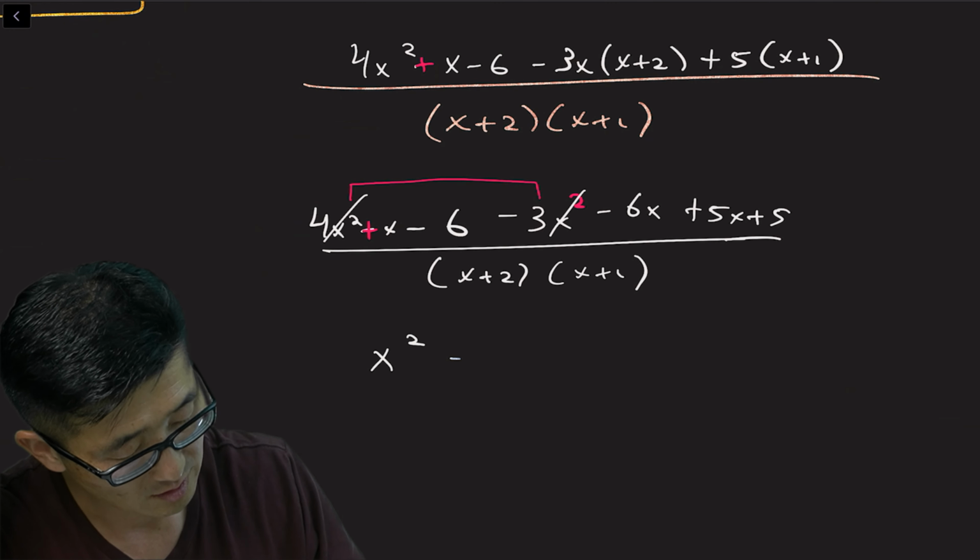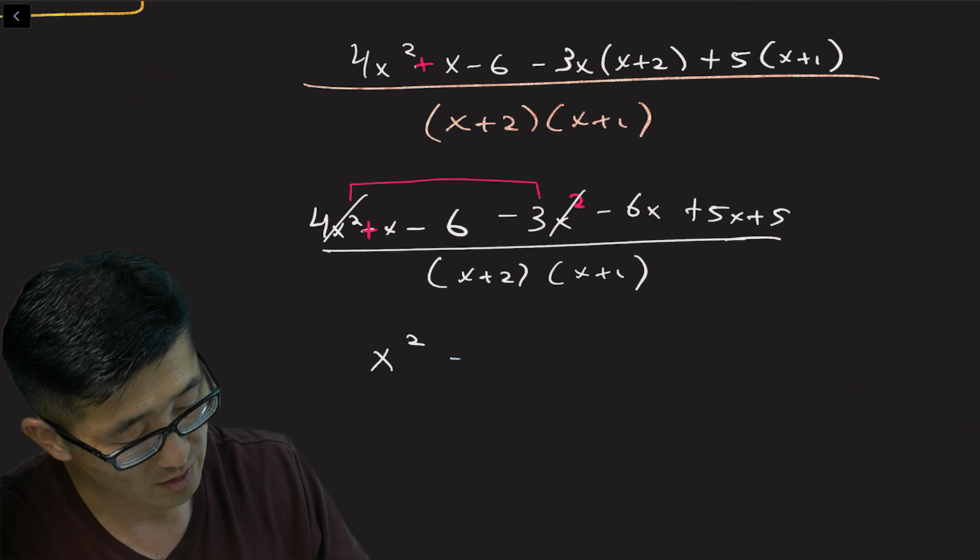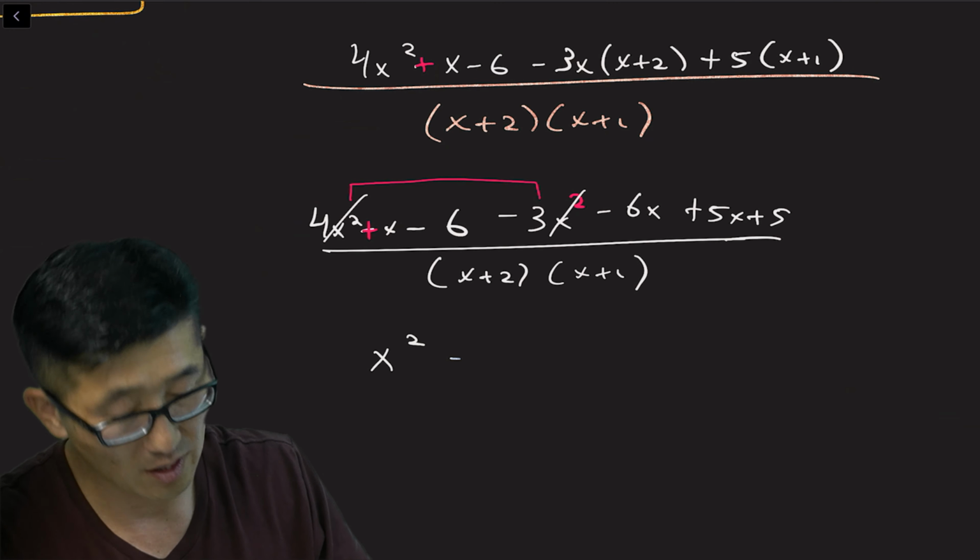And that's done. And we have an x, negative 6, that's negative 5 plus 5, that cancels out. So nothing on that. And then negative 6 plus 5, we have negative 1. Whoo, here we go.